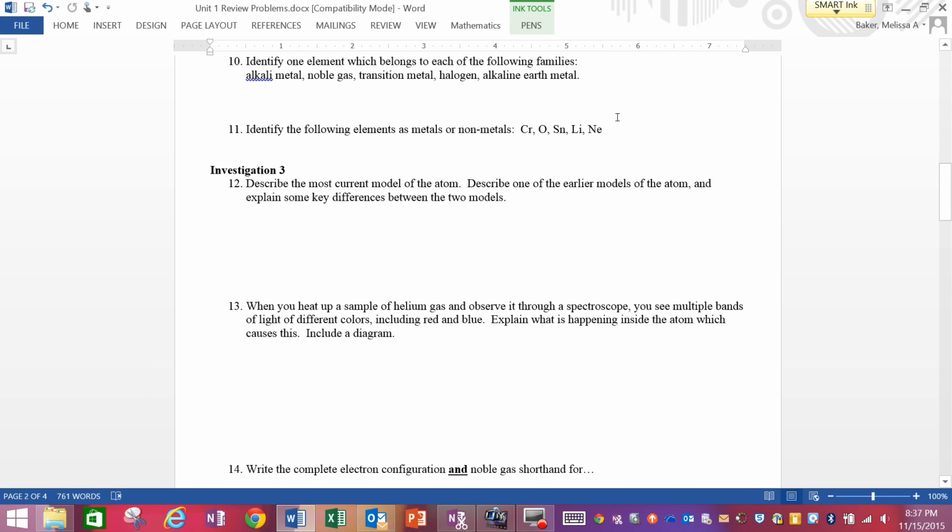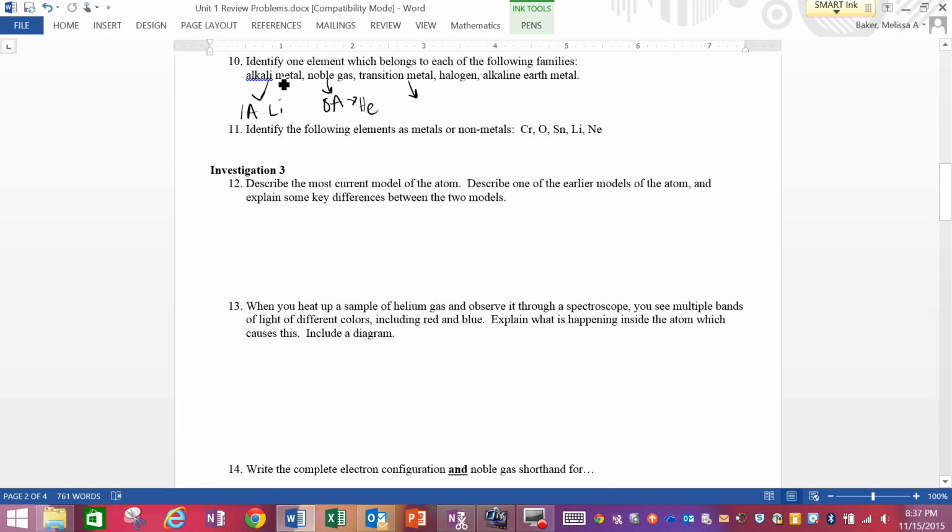Number 10. Identify one element that belongs to each of the following families. So we just did that because we just were looking at the alkali metals, so anything in group 1A, for example, lithium. The noble gases are on the opposite side of the periodic table, group 8A, the far right. An example would be helium.